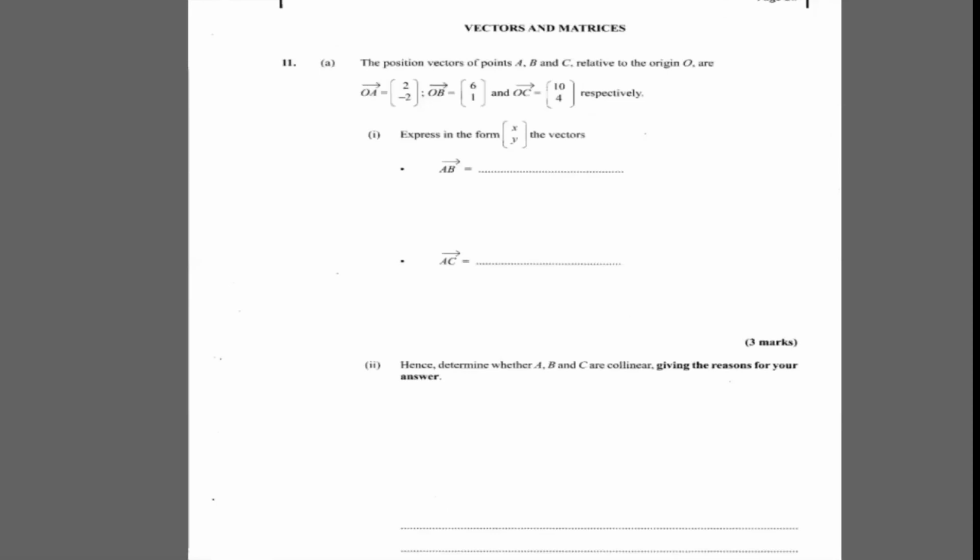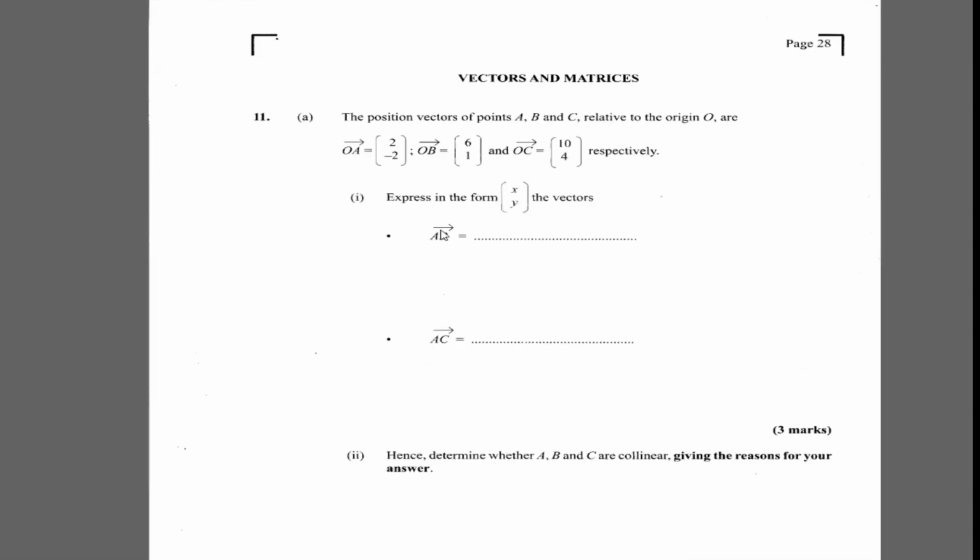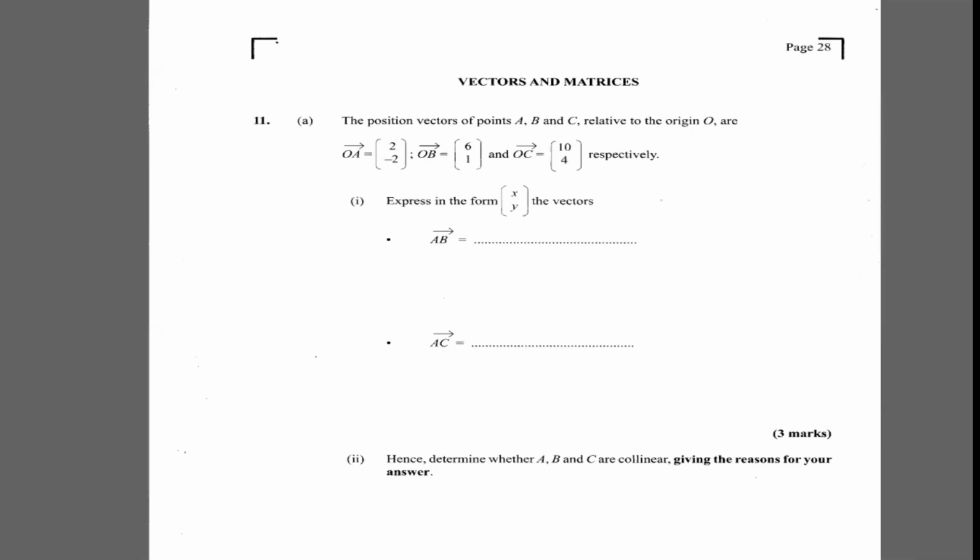Now question 11. Find vector AB. Vector AB is equal to OB minus OA. So OB is 6 minus 2, that's 4, and then 1 minus minus 2 is 3.